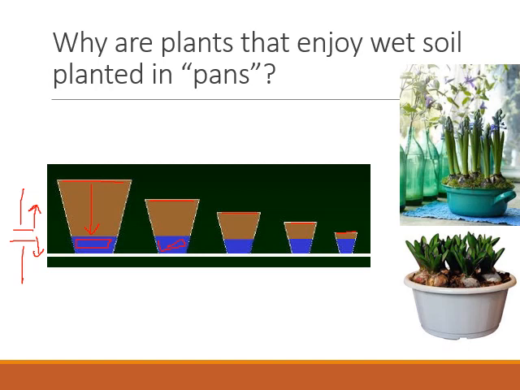So the idea is that in this particular example, there is a lot more water as a percentage of the total volume available in the shallower pot than in the tall pot. So it stands to reason that plants that like their roots to have more moisture, like bulbs, are better off planted in a shallow pot like this or like this.